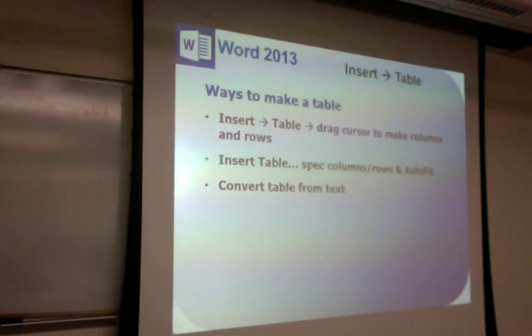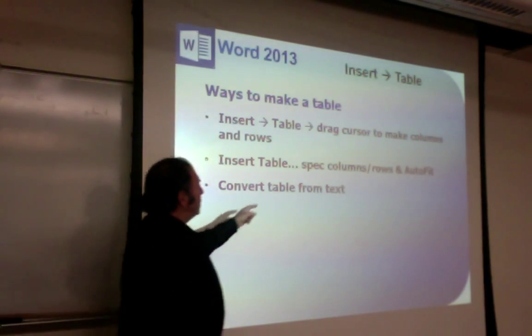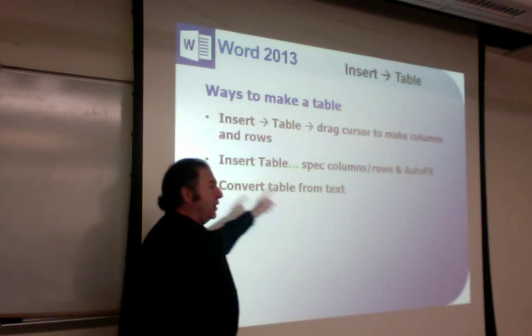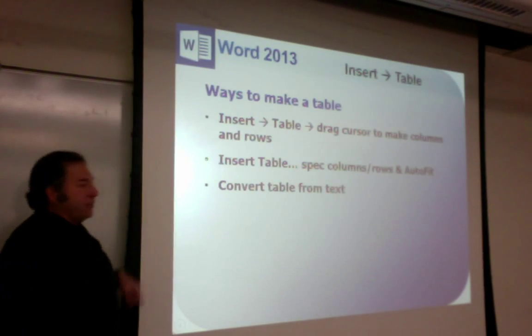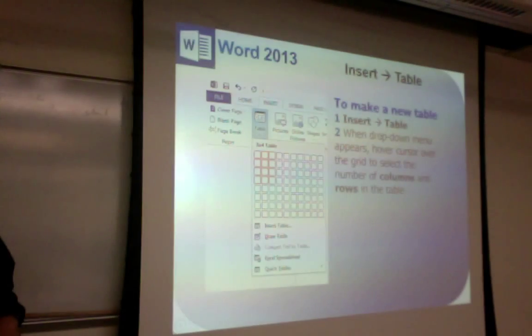Three ways to make a table. All right. Number 1, insert, table, and then you drag the cursor to make columns and rows. Number 2, insert table, and then you spec out the number of columns and rows you want, and then you autofit. Number 3, convert the table from text. So I'll show you what this looks like.